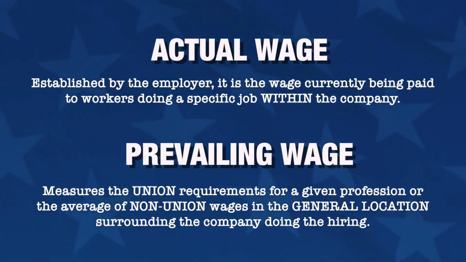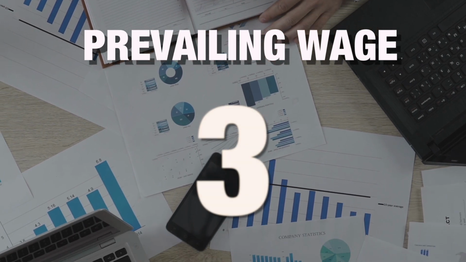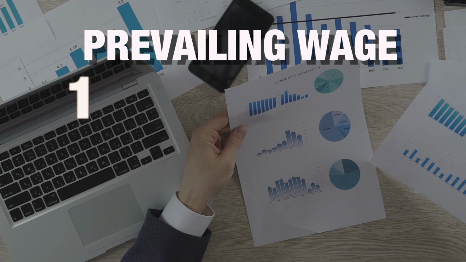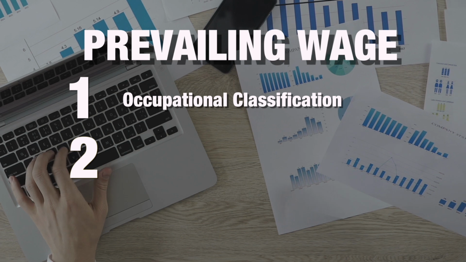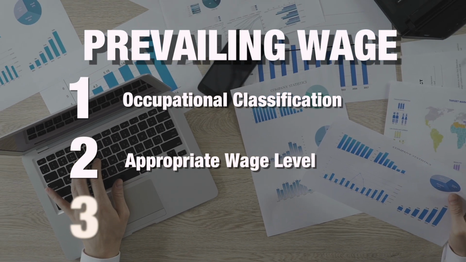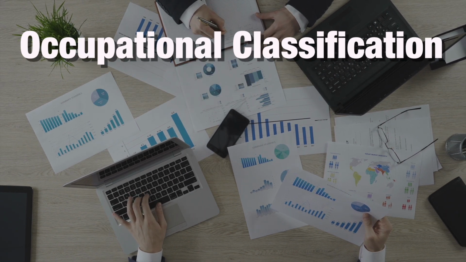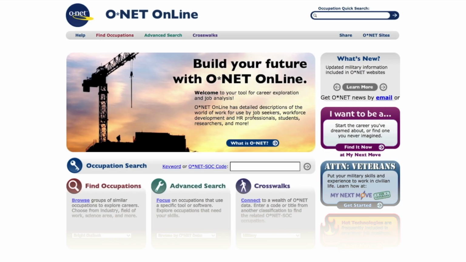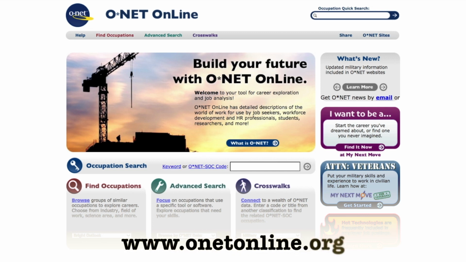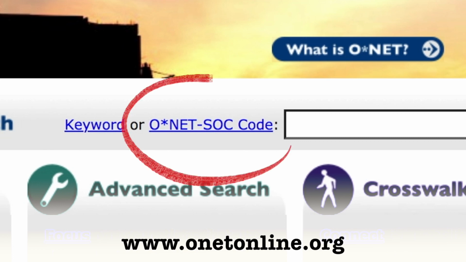So now that we understand the difference, how do we determine the prevailing wage for the offered position? Well, in order to do this, the employer must have three key pieces of information. 1. What is the occupational classification for the position being offered? 2. What is the appropriate wage level? And 3. What is the area of intended employment? To determine the most appropriate occupational classification for an offered position, we use the U.S. Department of Labor's Occupational Information Network Online Summary Report, which organizes occupations by Standard Occupational Classification, or SOC codes.